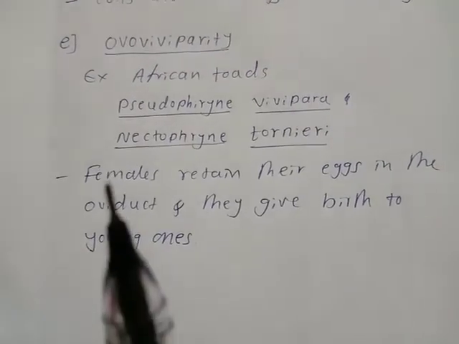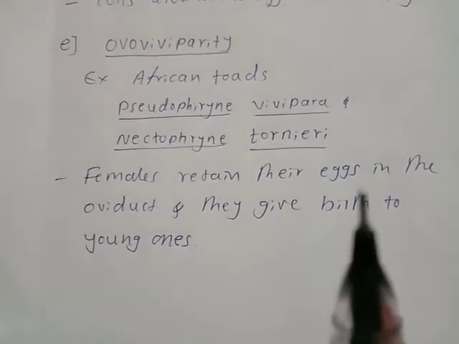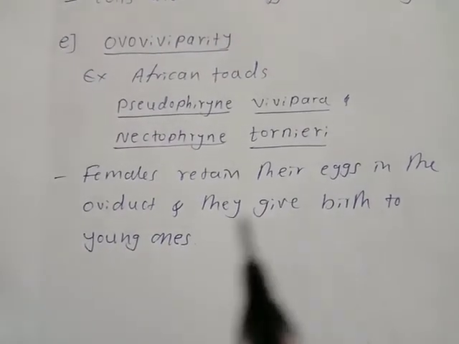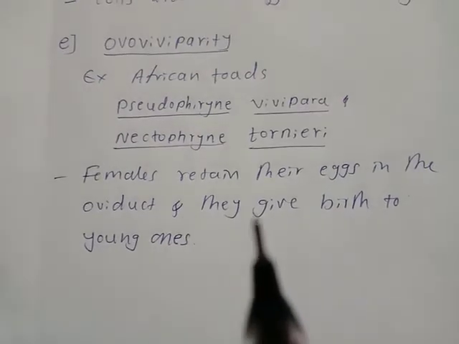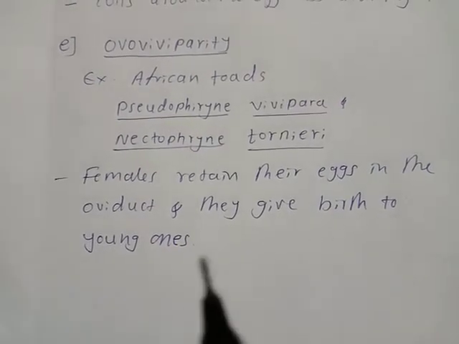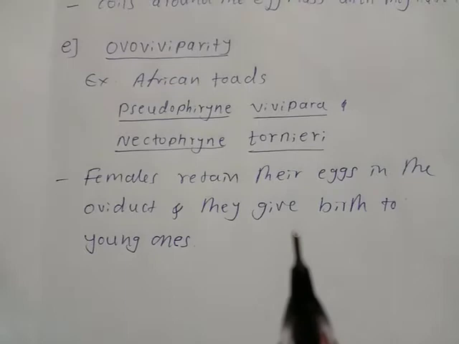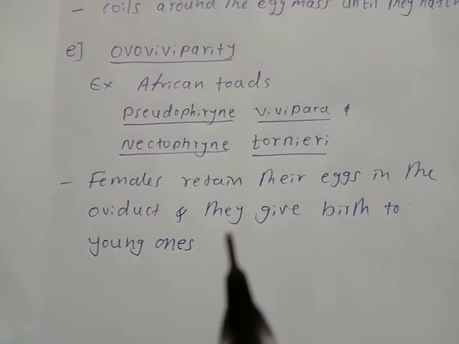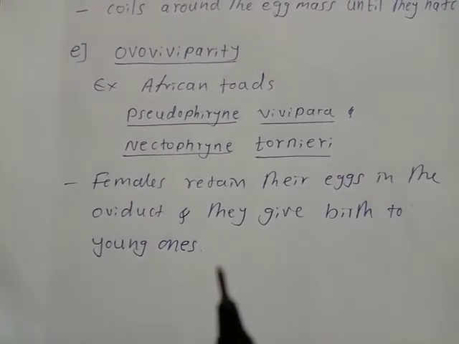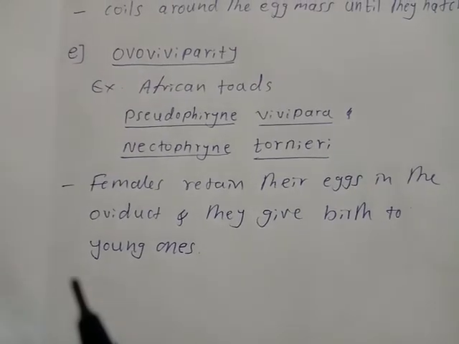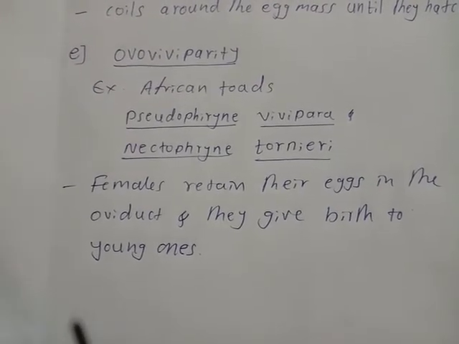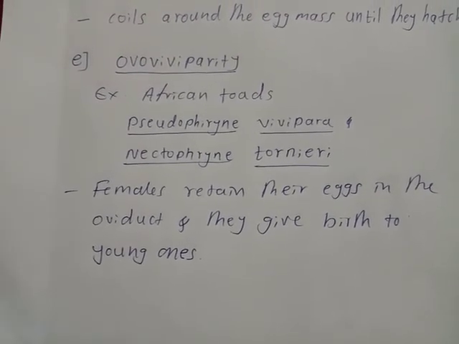Ovoviviparity means the females retain their eggs in the oviduct and they give birth to the young ones. So that is also one type of parental care, and that is all about parental care in amphibians.